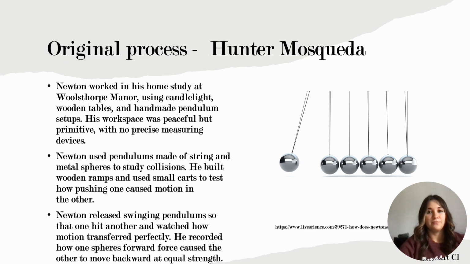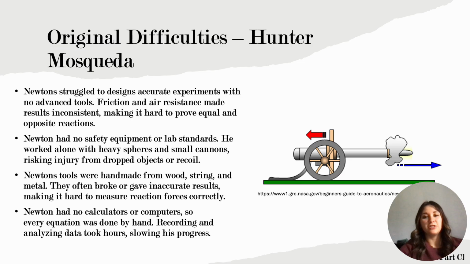Of course, Newton faced a lot of challenges while experimenting. He didn't have any advanced tools. Everything he used was handmade from wood, string, or metal. That meant friction and air resistance often messed up his results. Without precise instruments, it was really hard to prove that every action caused an equal and opposite reaction. On top of that, Newton had no safety equipment or lab standards.